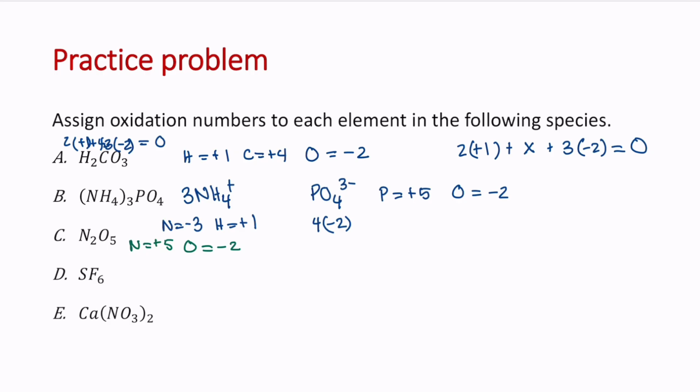In this next one, I know fluoride is always -1. I have 6 of them. So that makes it easy for me to figure out that the sulfur must be +6.